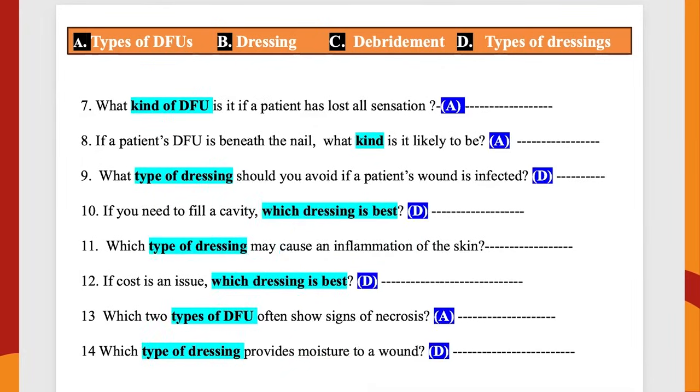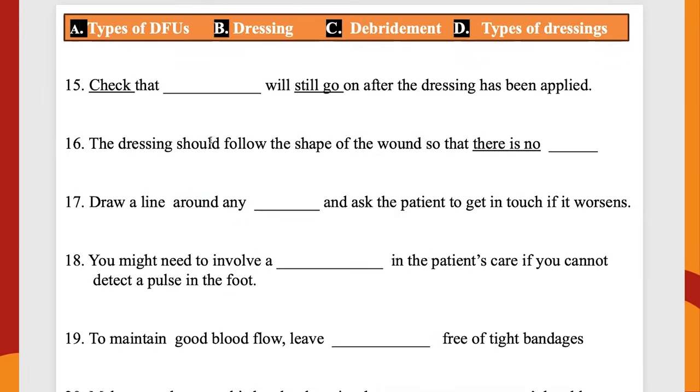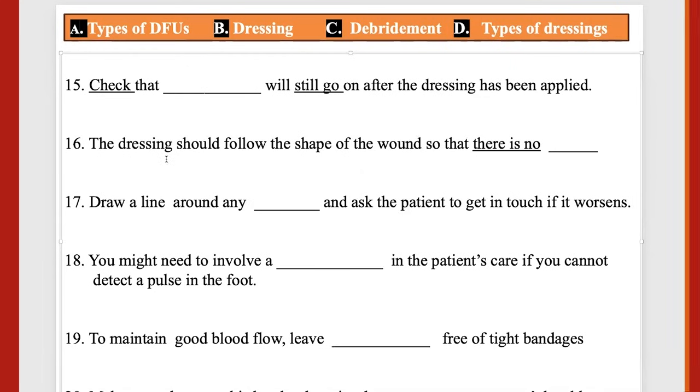So 7th, and we'll go to 15. Check that pain will still go on after the dressing has been applied. Probably it is B. Let's check. The dressing should follow the shape of the wound so that there is no gap. B, dressing.